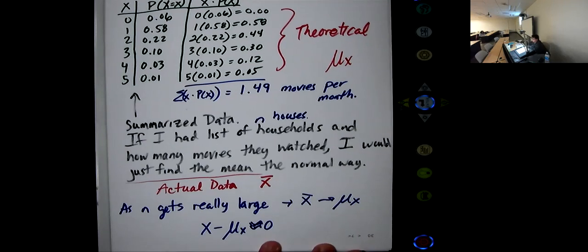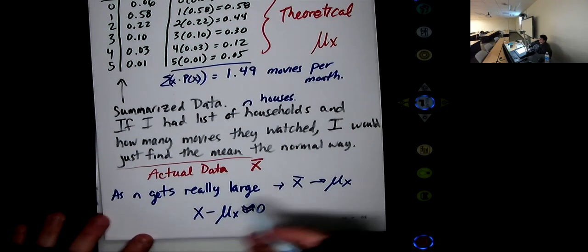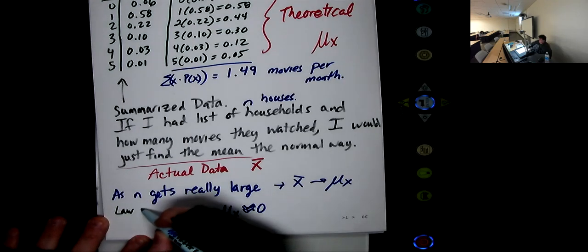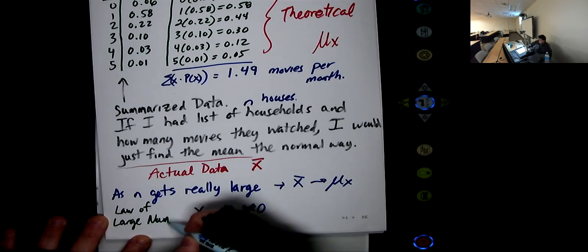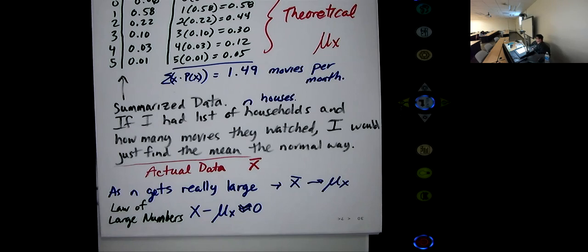And that actually has a name. This is called the law of large numbers. It's really, really important. As the sample size gets really large, the sample mean gets close to the actual, theoretical mean of what it should be.